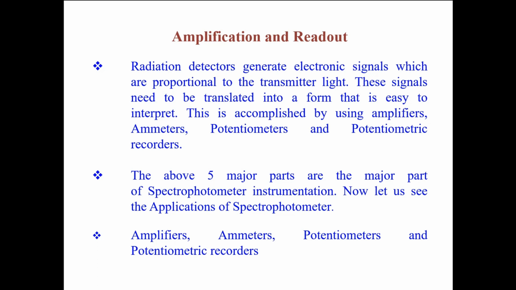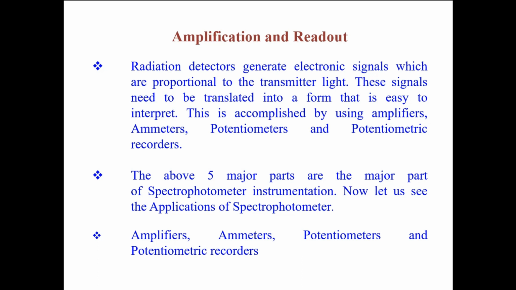And detection devices we have seen. What are the various detection devices like photocells, phototubes, and photomultipliers? They have their own importance in characterizing the absorption of a particular compound. So that's what we discussed in the last class. Okay, so the next one is called amplification and readout devices.